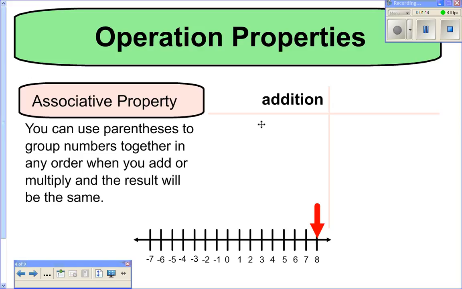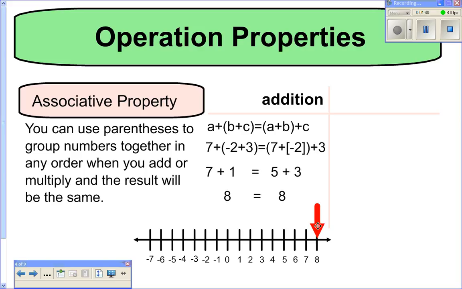We'll use variables to represent numbers. These 3 numbers, we'll call them A, B, and C. When you're adding A, B, and C, it shouldn't matter whether you add B and C first and then A, or if you add A and B first and then C, the results should be the same. Let's look at some numerals as an example.